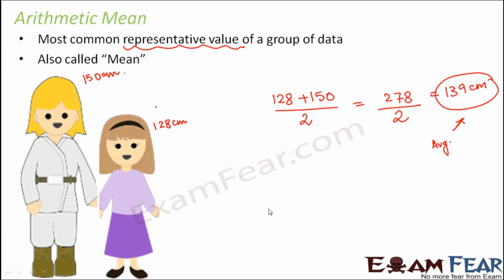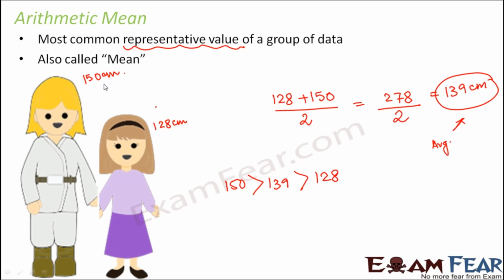So now when you look at 139, you see that 139 is greater than 128, and at the same time 139 is less than 150. So basically the average value is always a value which lies between the minimum value and the maximum value. So it lies somewhere in between, somewhere midway between 128 and 150.